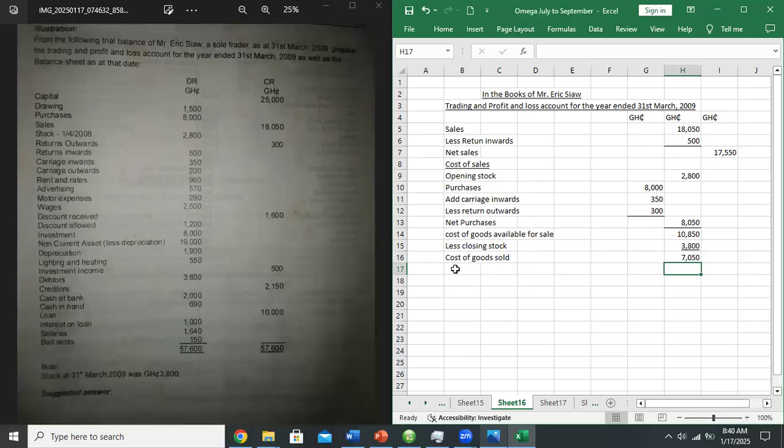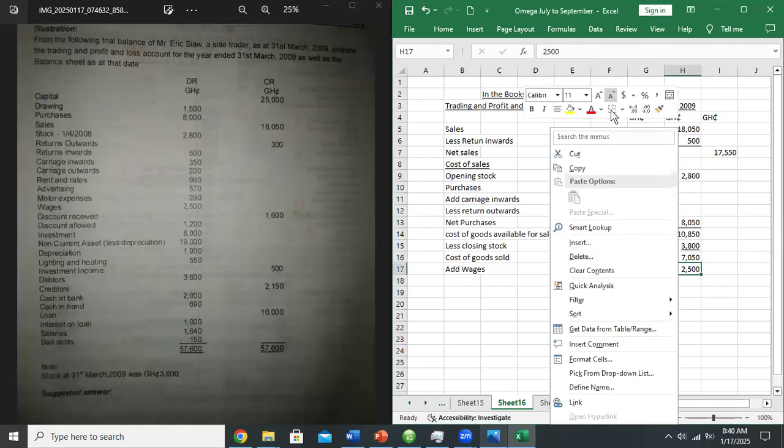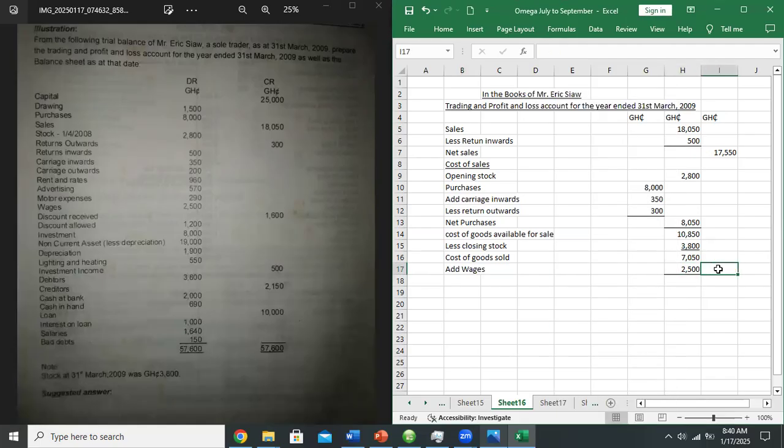When you get to your cost of goods sold, this question has a direct trading expense, and that is the wages. So we add the wages, right? The wages figure is 2,500. So when you add the wages, you now arrive at your cost of sales, which is shifted under the net sales at the third column, right?